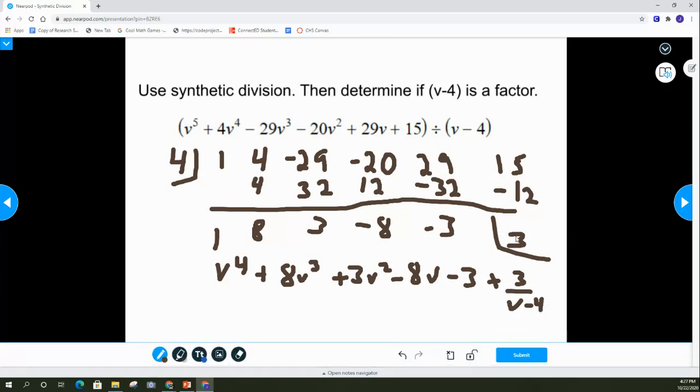Okay, we're going to learn something about this remainder in a little bit, but right now we're just focused on, is something a factor? So again, we set everything up, and then we bring down the first one, we multiply, we add, all the way until we get to the last one, and that's our remainder. Again, if the remainder is 0, we are good. It is a factor. If it's not 0, then it's not a factor. We have to try something else.